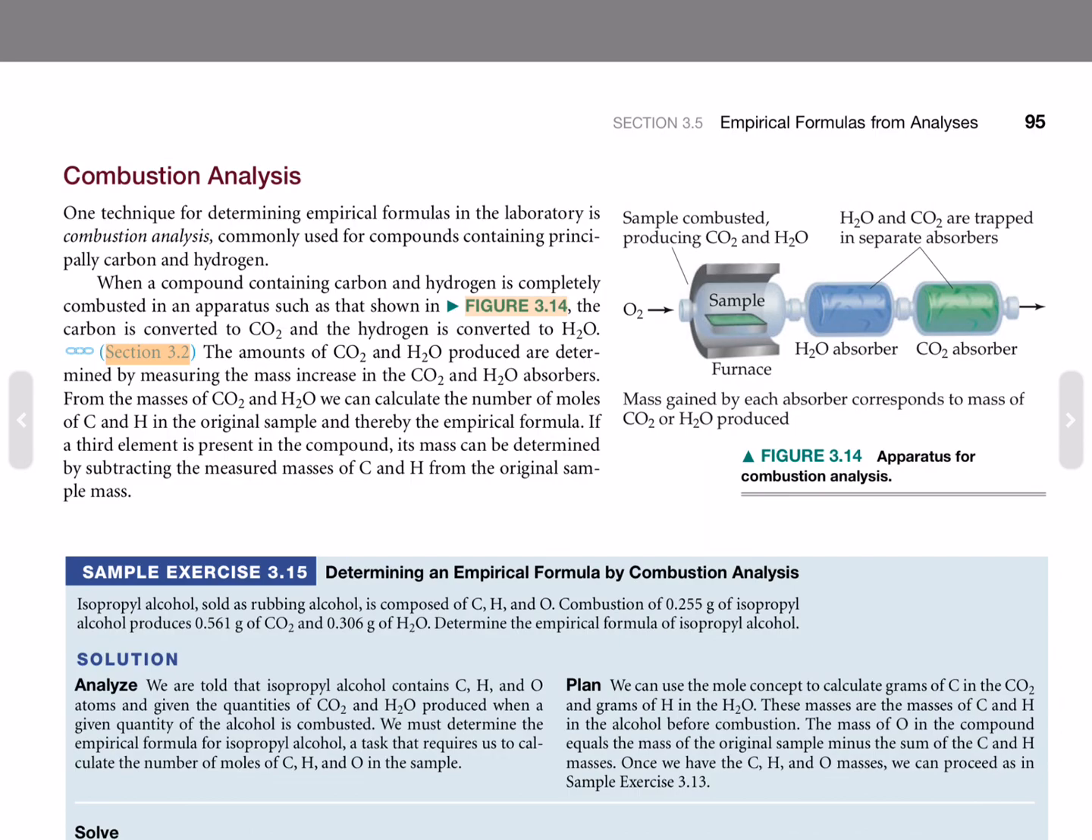If a third element is present in the compound, its mass can be determined by subtracting the measured mass of carbon and hydrogen from the original sample mass.